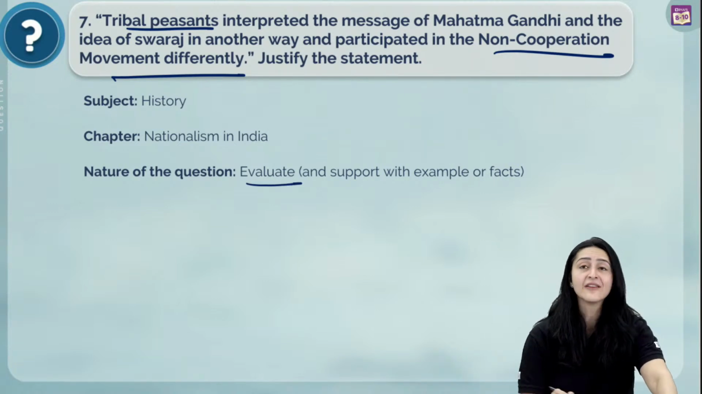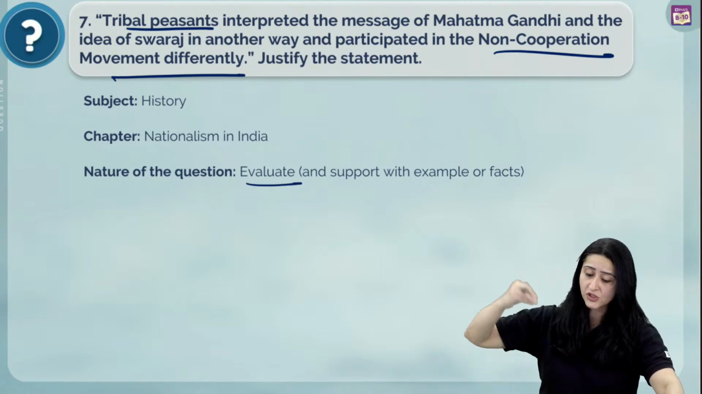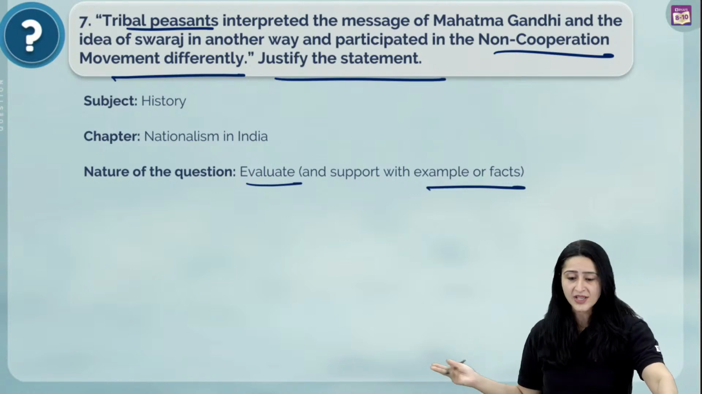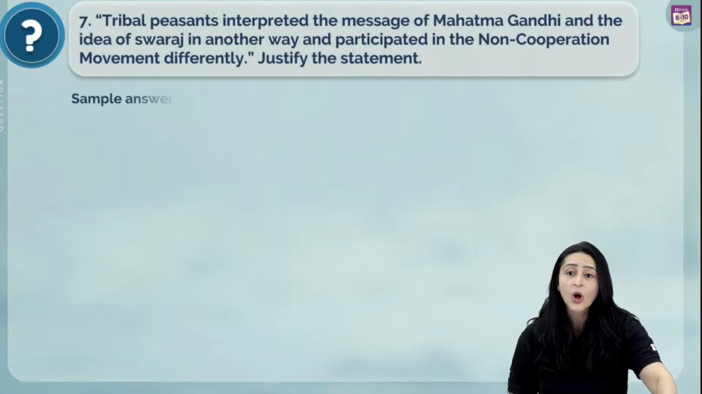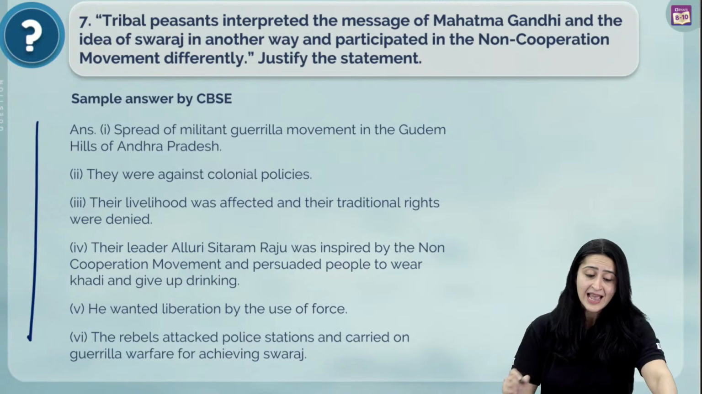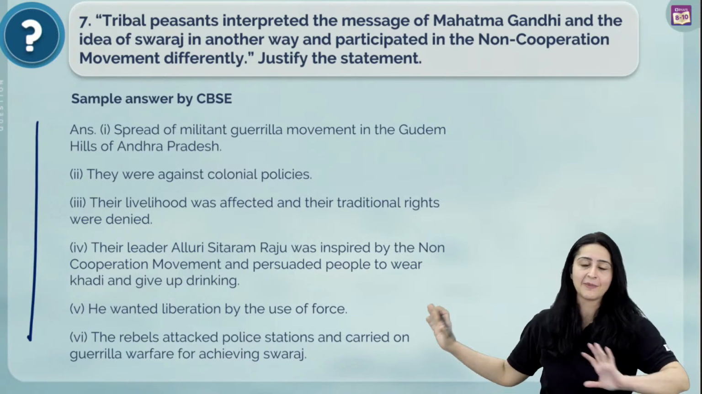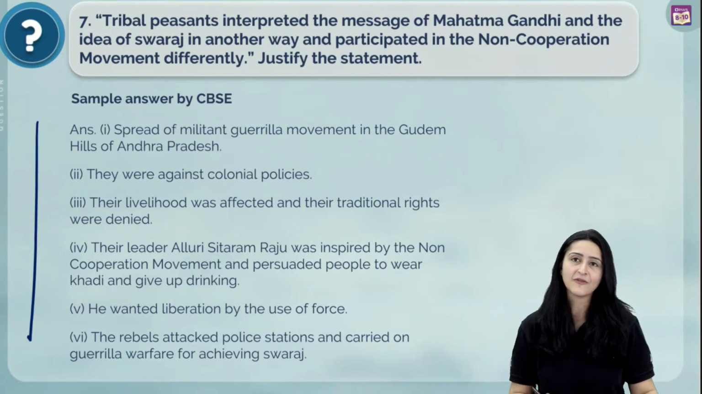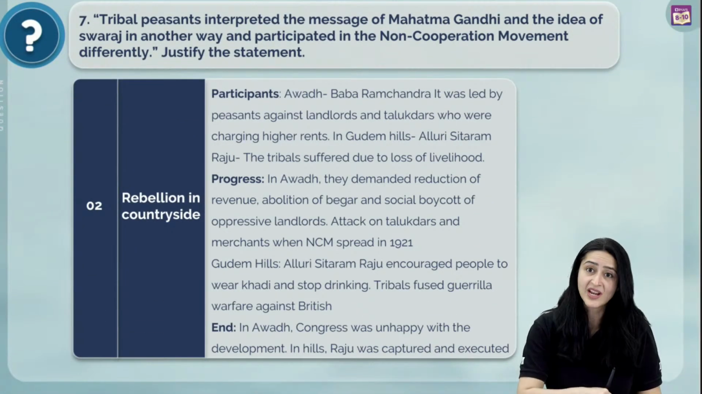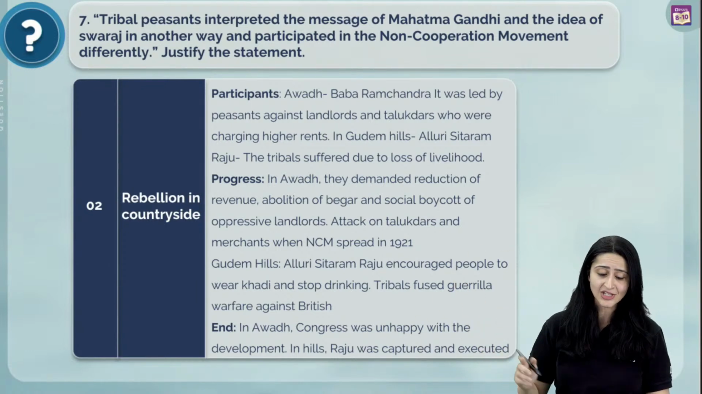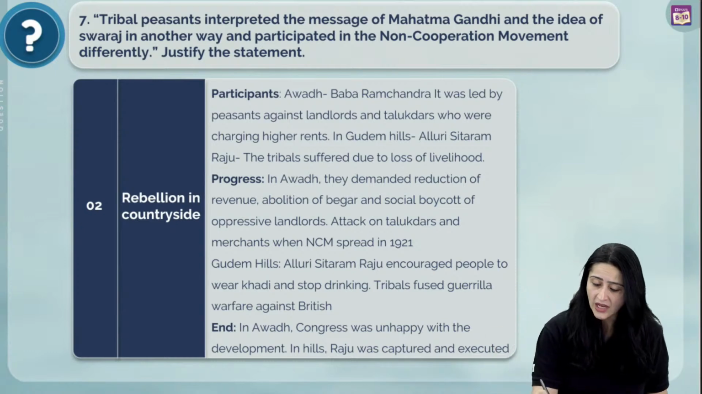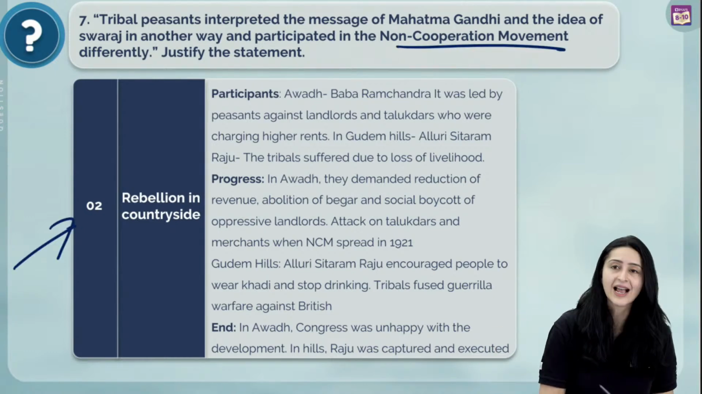The nature of the question is to evaluate, which means that we need to give examples or facts to support or justify the statement. What is this question about? The question again is about the non-cooperation movement. This is the sample answer given by the CBSE, and I'm not going to go through the whole thing again, but we have covered this earlier in today's history session. This is basically rebellion in the countryside, right? We're talking about the non-cooperation movement in the countryside.